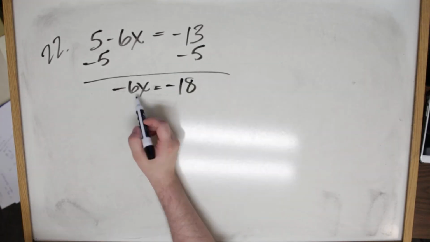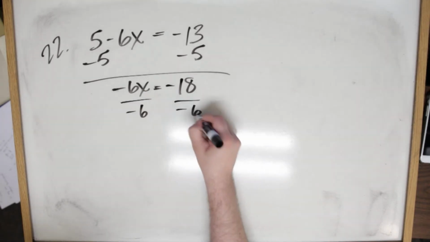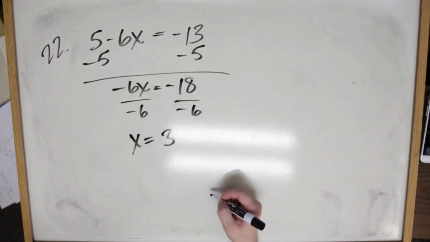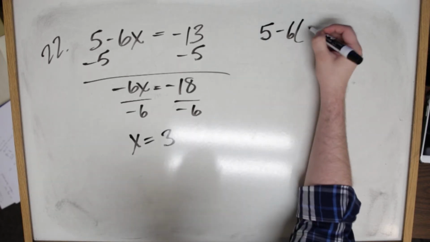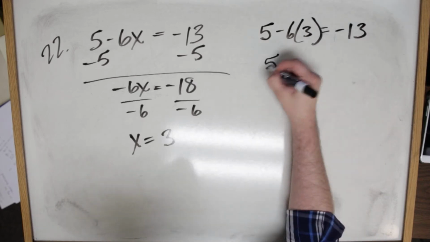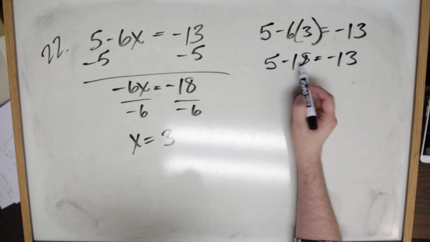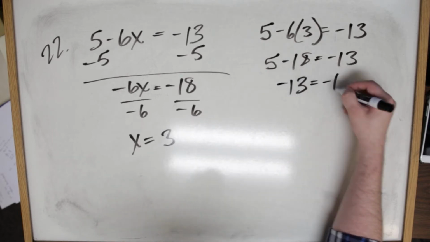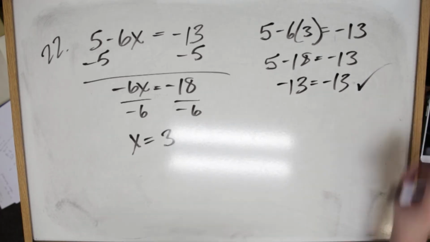And now that we have the minus 6 times the x, we're going to divide by a minus 6 on both sides. And then this is going to equal positive 3. So let's go ahead and check it. 5 minus 6 times 3 equals negative 13. 5 minus 18 equals negative 13. And the difference between these is 13, and the bigger one is negative, so it's a negative 13 equals negative 13. Look at that. Okay, so that's 22.